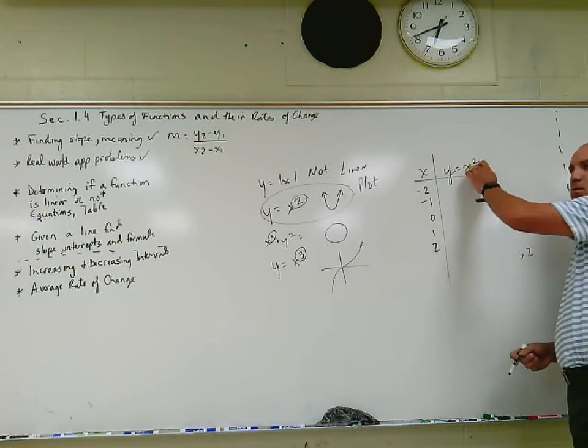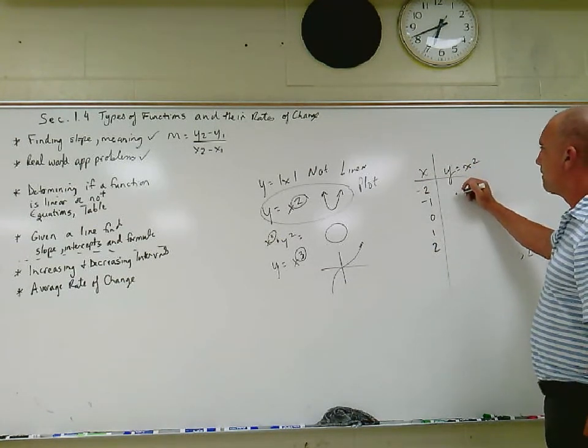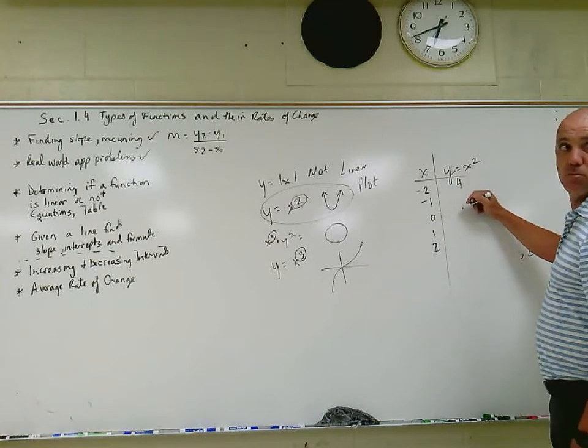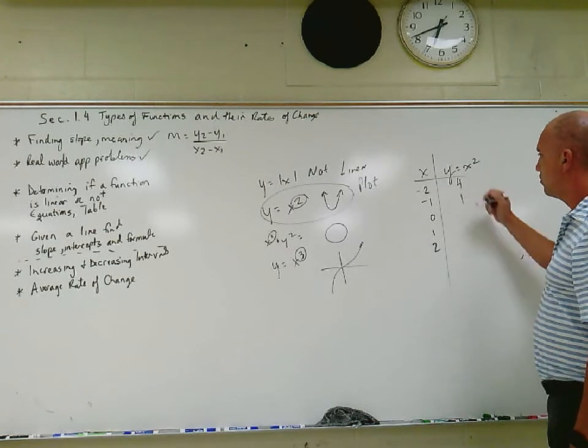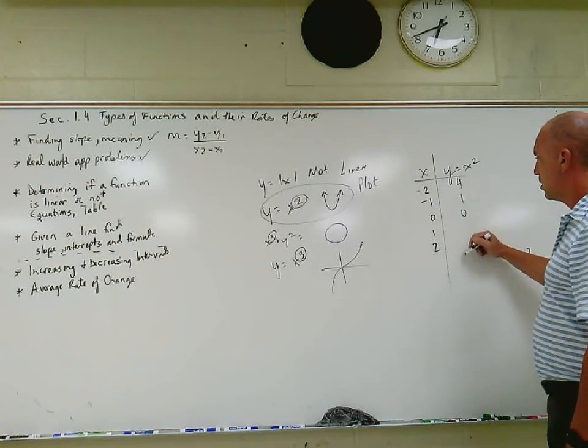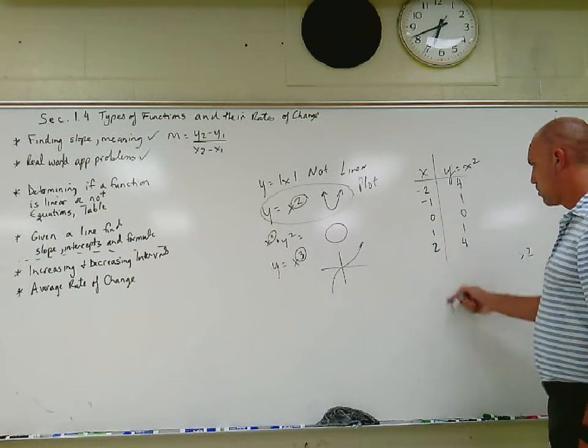I think we can do this in our head. If I plug in a -2, what would you get? 4. Because you square a negative, it's positive. Plug in a -1, what do you get? Plug in a 0. 0. Plug in a 1. 1. Plug in a 2. 4. And then you could come up with a plot.